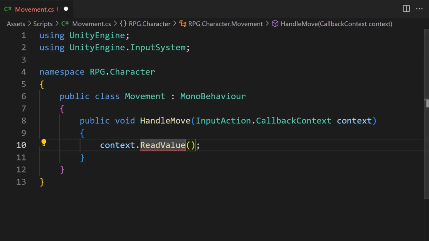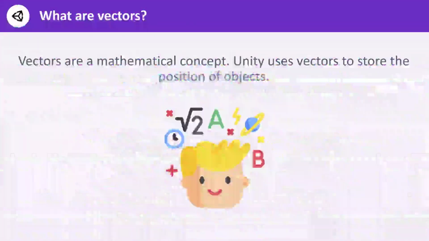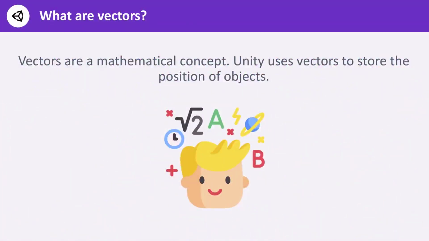The great thing about the input system is that it'll return this information in any format we want. We can specify the format by adding a generic. Let's set the generic to Vector2. In an earlier lecture, we briefly got into a discussion on vectors. Vectors are a mathematical concept. Luckily, it's not necessary to be a mathematician to understand vectors. At the end of the day, Unity uses vectors to store the position of a game object.